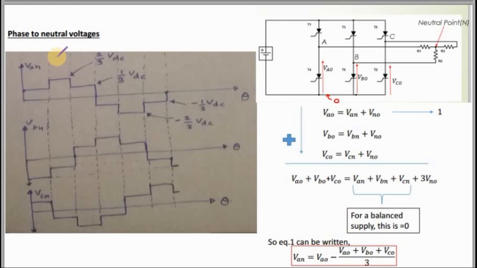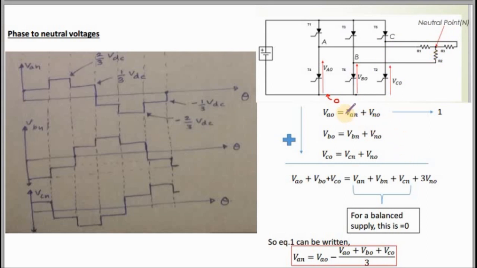Now we will concentrate on phase to neutral voltages of this inverter. Now, deriving phase to neutral voltage is somewhat hard. First we will take this circuit and we'll mark this point as O. Here you have A, so this is VAO, VBO and VCO. So this point is O. And here you can see the neutral point N.